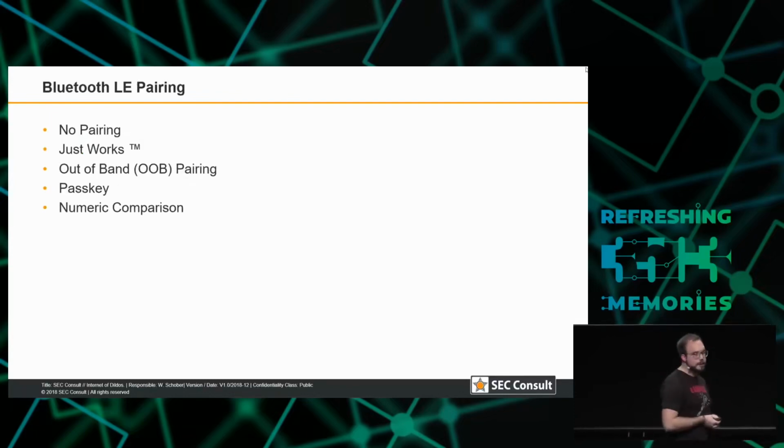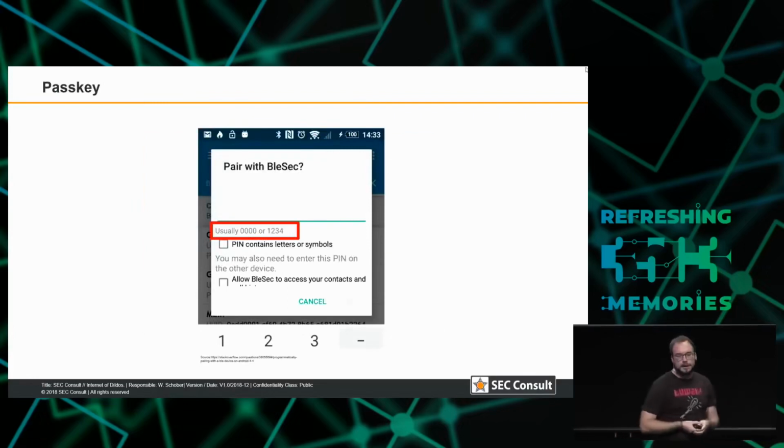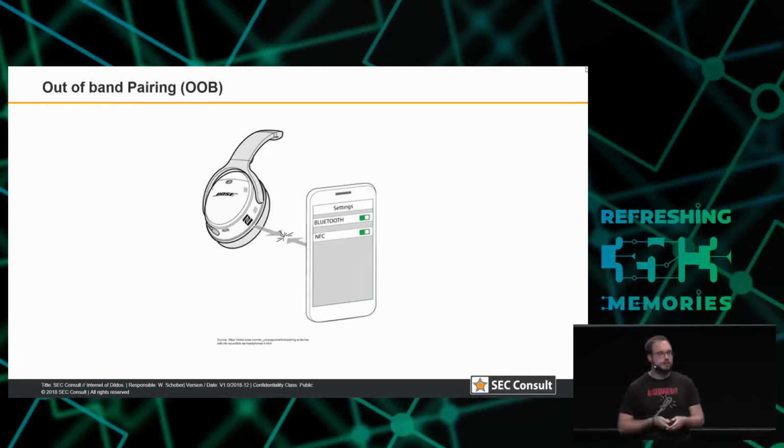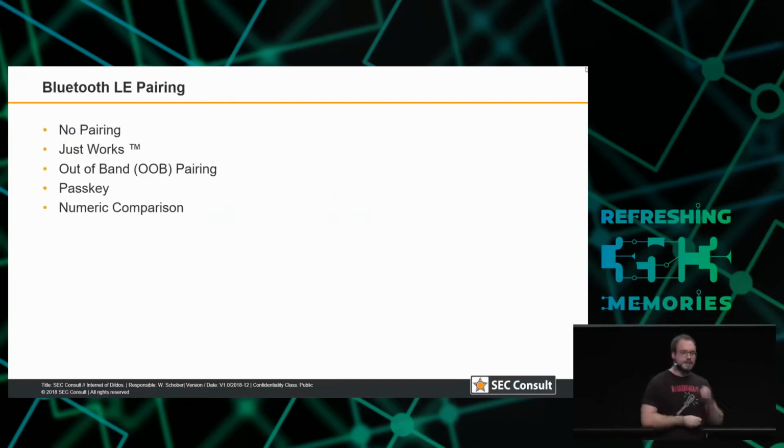For Bluetooth Low Energy, we have 5 pairing methods. We have just no pairing. So we basically throw packets into the air, and if a device is nearby, it tries to do something with those packets. We have Just Works, out-of-band pairing, passkey, and numeric comparison. I don't have to tell you the details now. You all know those. Numeric comparison is where you compare numbers to exchange the key material. The passkey is like always 000123 4. Out-of-band pairing is where the key material is exchanged via NFC, for example. And Just Works is really secure, where the key is just set to 0 and can, of course, be brute forced with ease. But it just works, of course.